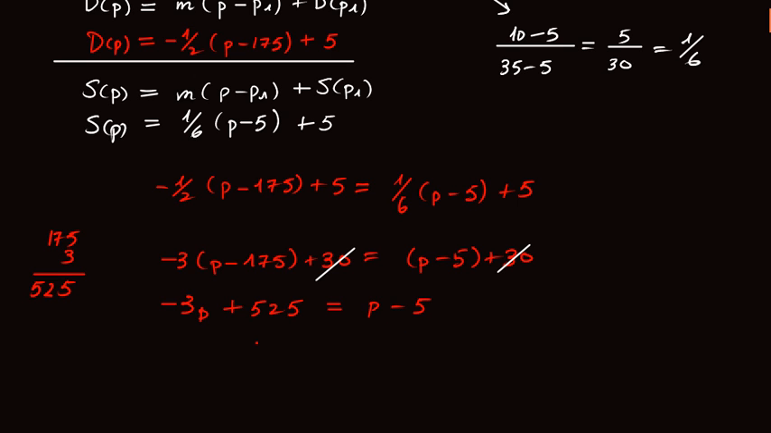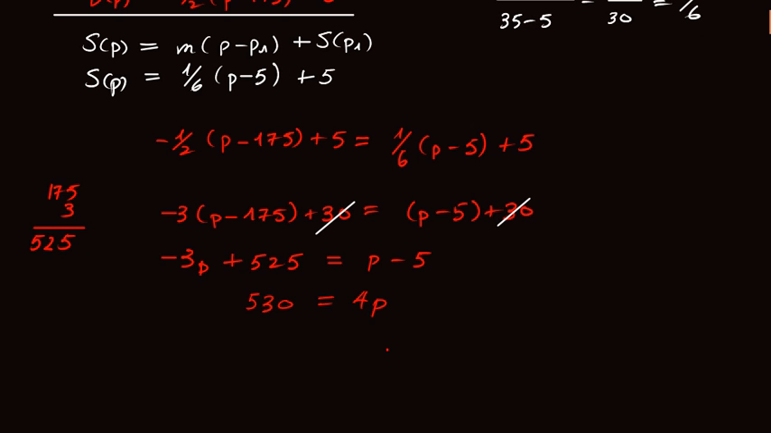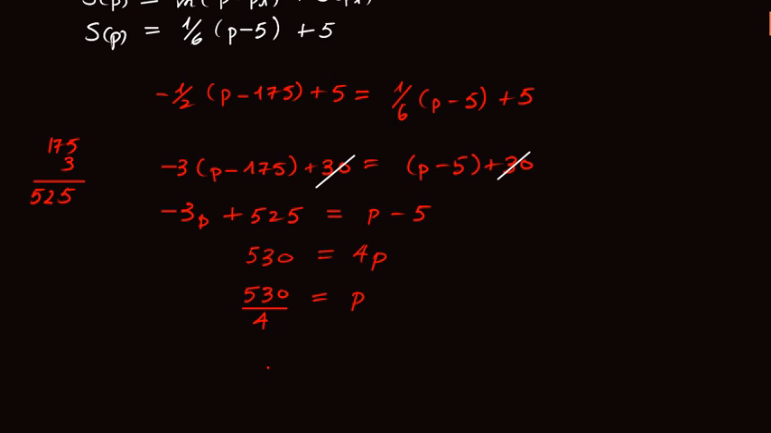Okay, now I put the p's on one side and the constants on the other, so I'll add 5 to both sides, get 530, and I'll add 3p to both sides, get 4p. So then p is equal to 530 divided by 4. Okay, so that's my equilibrium price.